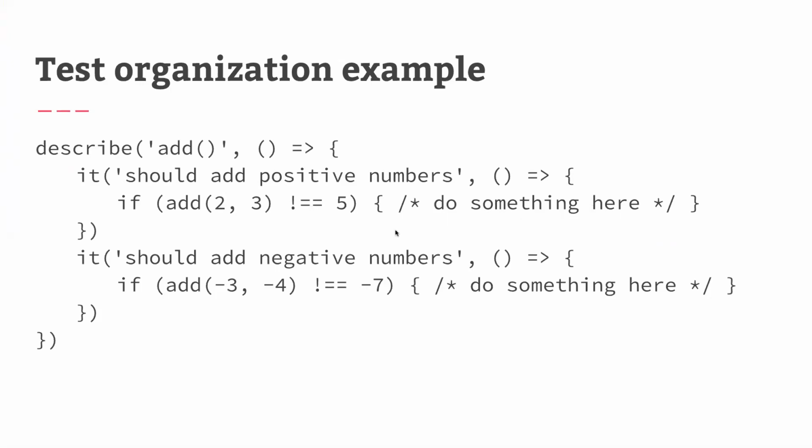Right now, I'm really not doing anything in the function. I'm saying basically if I add 2 and 3 and it doesn't equal 5, then I want to do something, right? But I'm not going to talk about what that is yet. And if I'm adding negative numbers, if I add -3 and -4 and it doesn't equal 7, then I want to do something. I want the test to fail.